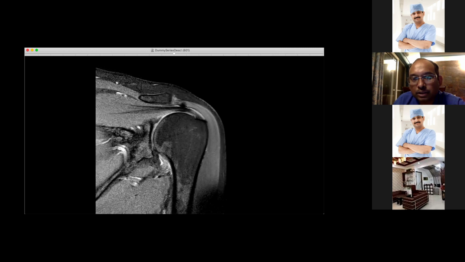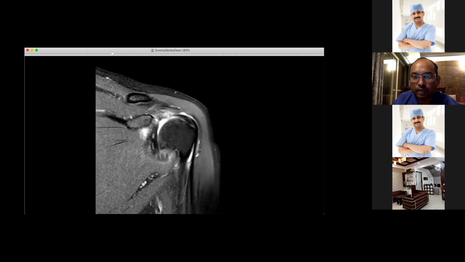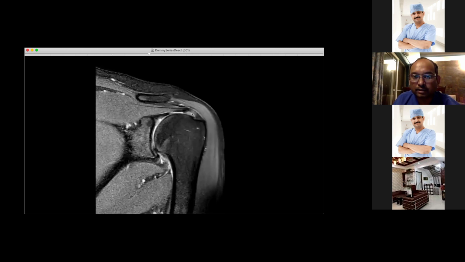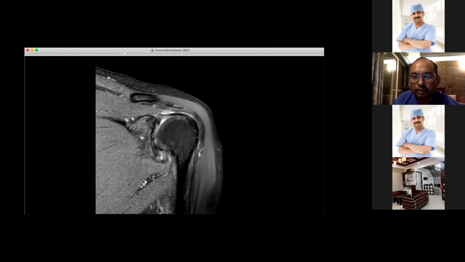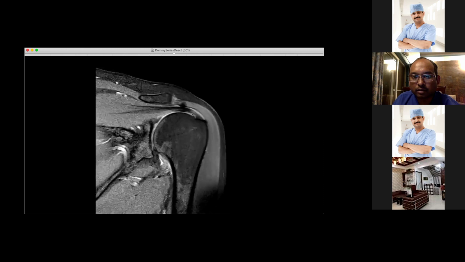As you are able to see, there is some bright signal in this region. What is it? It is the subacromial space. So there is some subacromial bursitis seen here. So in the coronal, we have to see from end to end the supraspinatus tendon. The whole tendon you have to see, whether there is any small area of abnormality or not.